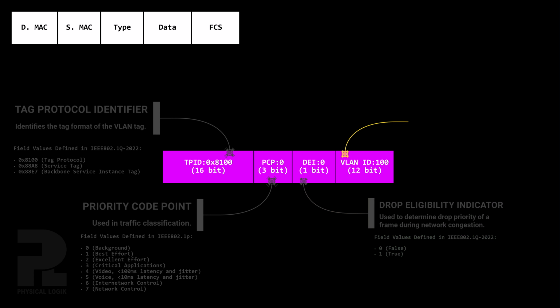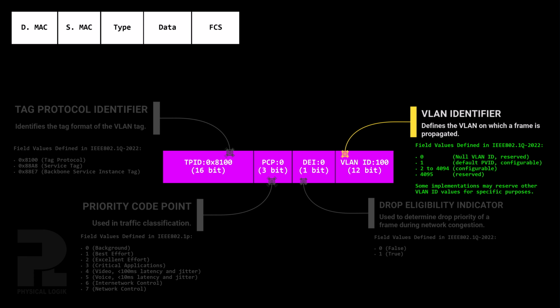The last field is the VLAN ID field. It is a 12-bit field that determines the actual VLAN on which a frame will be propagated. Its value ranges from 0 to 4095. On most implementations, however, VLAN IDs 0 and 4095 are reserved, leaving the configurable VLAN IDs as 1 to 4094 to forward service and management traffic.